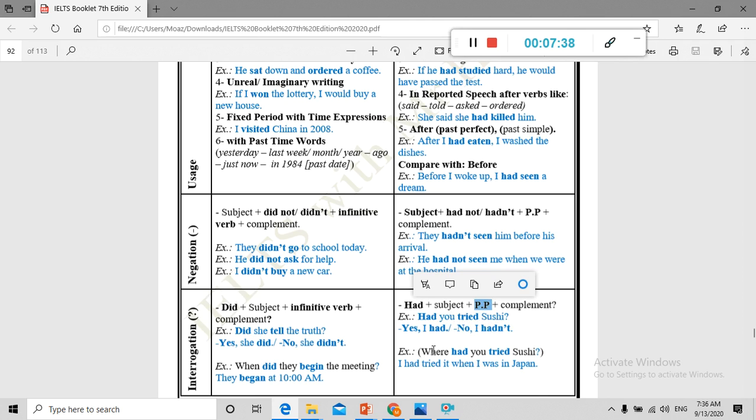Where had you tried sushi? The answer, look at the past participle: I had tried it when I was in Japan.